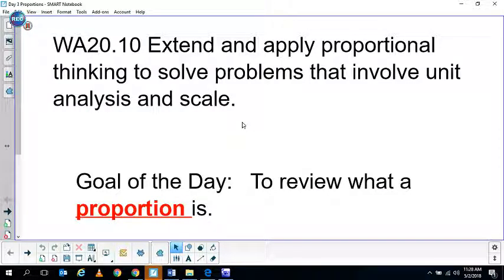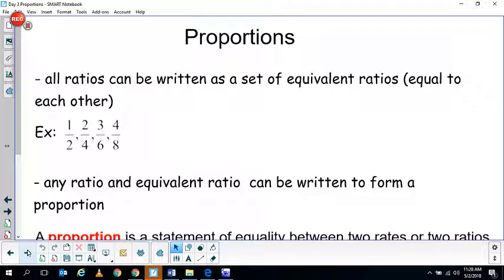Today we're going to review what a proportion is and how you solve a proportion. So all ratios can be written as a set of equivalent ratios. That means they're equal to each other. So for example, 1/2, 2/4, 3/6, 4/8. We could write any of those as equal to each other.